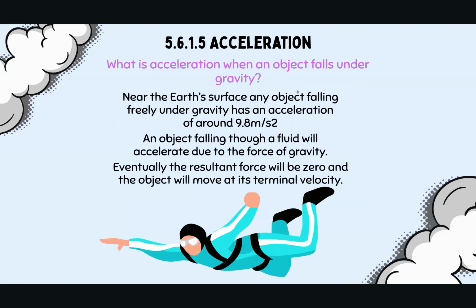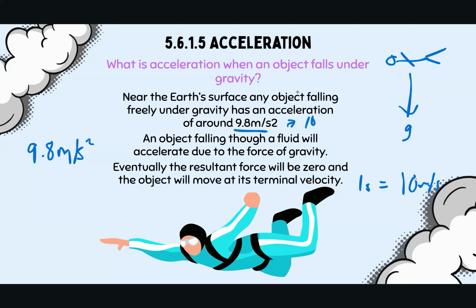Okay, what is acceleration when an object falls under gravity? What this means is, if that individual is falling from a plane, what's causing them to accelerate? The thing that's causing them to accelerate is gravity. Gravity pulls them down at 9.8 meters per second squared. Let's use 10 just to make it easier. What that means is after 1 second, gravity will take that person's speed from 0 to 10 meters per second.